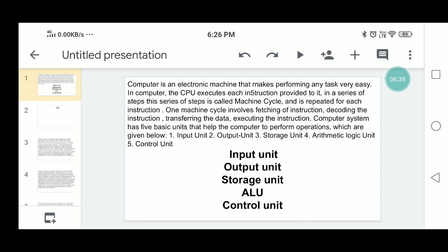The next, coming to the central processing unit. The central processing unit is considered the brain of the computer system. It is also called the microprocessor. It is the fastest and costliest unit of the computer system. All the major calculations and comparisons are made inside this CPU.